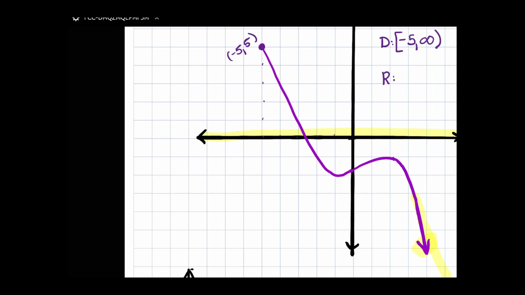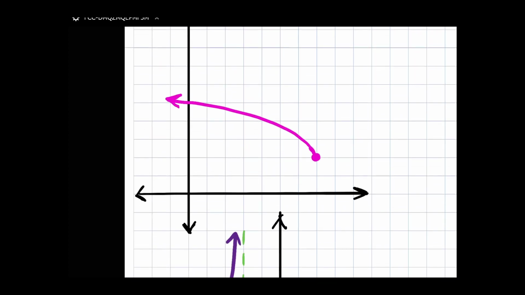Range: the lowest number is the lowest part of the graph, which is pointing down. So that's negative infinity. And then the highest point on the graph has a y of 5, and it does include it. So the domain is [-5, infinity), and the range is (-infinity, 5].